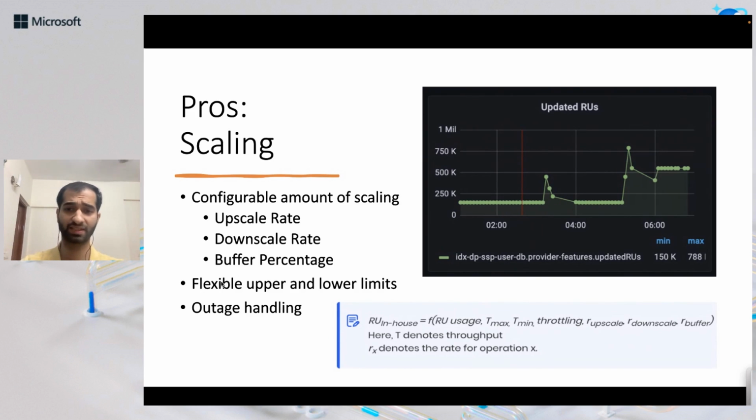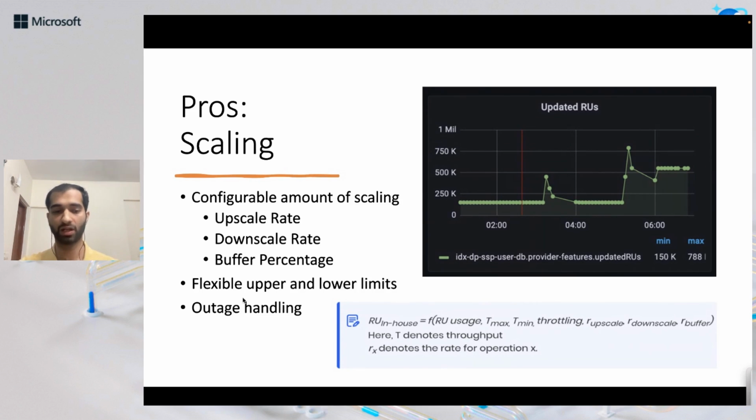Another thing that this solution provides us is a flexible upper and lower limit. You remember that I gave the example of being fixed, being bound with the Azure Autoscaler, where if we want 2 million RUs, then we also have to have a minimum of 200K RUs. With a custom autoscaler, that problem is not there. Because these are both decoupled configs, we can simply set the lower limit as say 50K or 100K, and even then we can set the upper limit as 2 million.